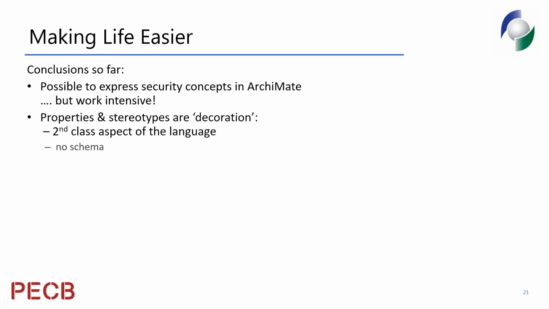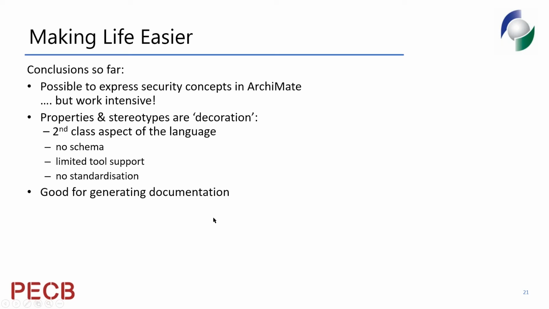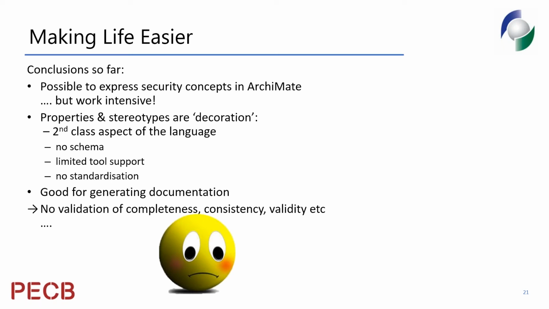So, in conclusion so far, we can express a lot of what we need to do in ArchiMate, but it can be a little bit work intensive. We've got properties like stereotypes that are just decorative parts of the language that we're using as something that's more formal. And there's limited tool support, and it's certainly not standardization. So so far we've got to a point where we can generate good, decent documentation, but we want something more than that. We want validation, completeness, consistency, right? So the modeling tools don't give us that.